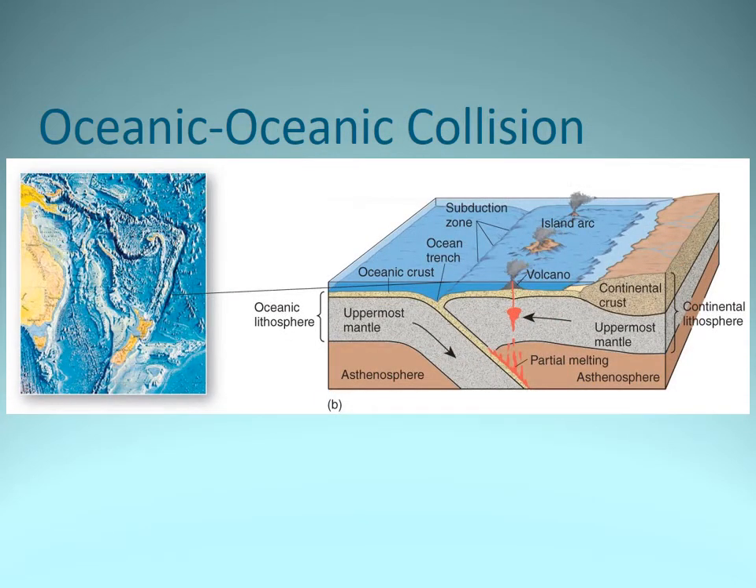And then we have, like I said before, oceanic collisions, where we have two pieces of oceanic crust colliding, and one piece just so happens to be more dense than the other. So we have volcanic islands. And in this example, we're looking at volcanic islands north of New Zealand.